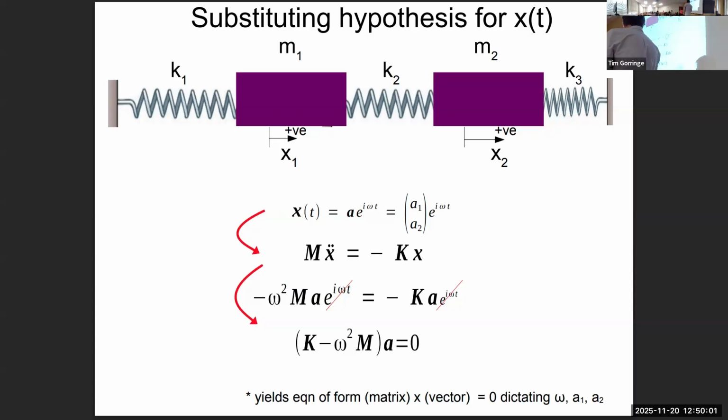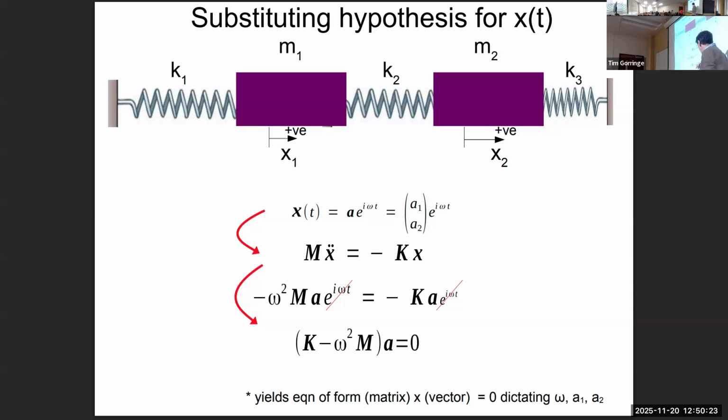Buried in that equation are the masses, the M1 and M2, in the mass matrix. The spring constants, the K1, K2, K3, are in the stiffness matrix. Those are the kind of knowns in the problem. So it contains the knowns, the M's and the K's.